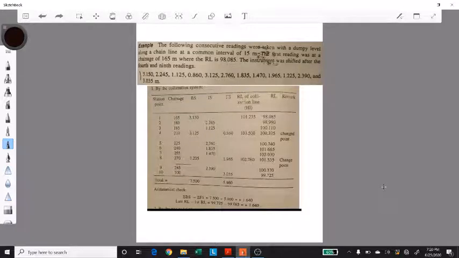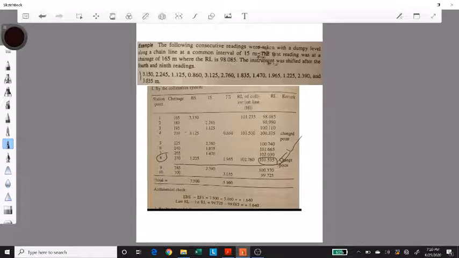So we had solved it up till this point. We had found out the reduced level of the second change point, and now we had to proceed further. When we again changed the location of the instrument, we took the first reading at the point of known reduced level, which is the benchmark, station number 8, and the reduced level is 101.535. Now we have to find out the new height of the instrument, which we will use in further calculations.